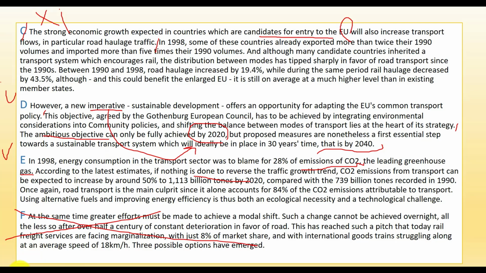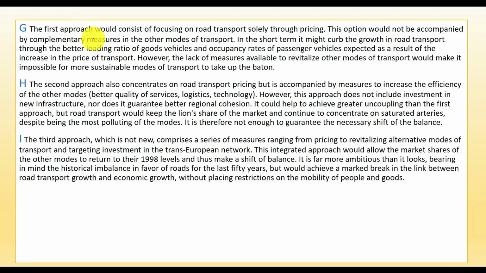Now let's go to our next paragraphs. The first approach would consist of focusing on road transport solely through pricing. This is a topic sentence. It has something to do with pricing, and pricing is a paraphrase of charging. Okay, it is the first approach, focusing on road transport.